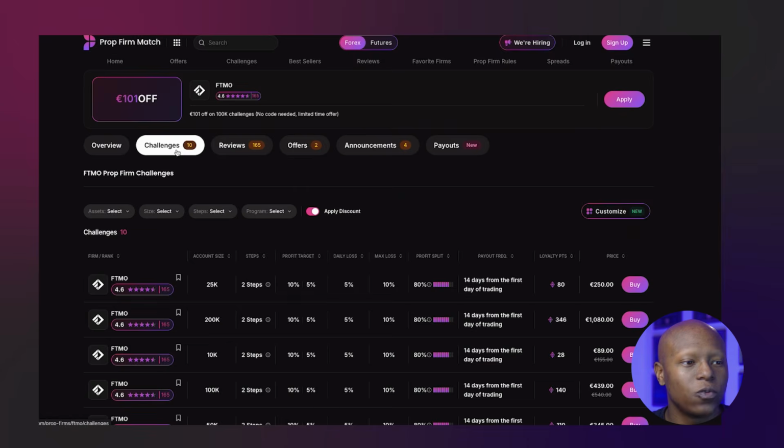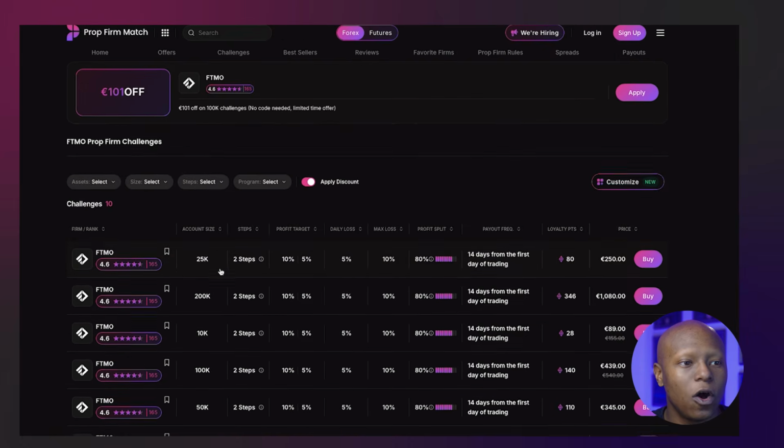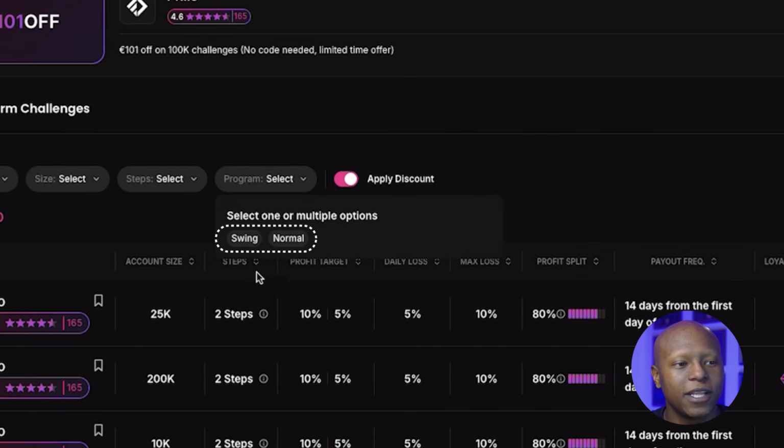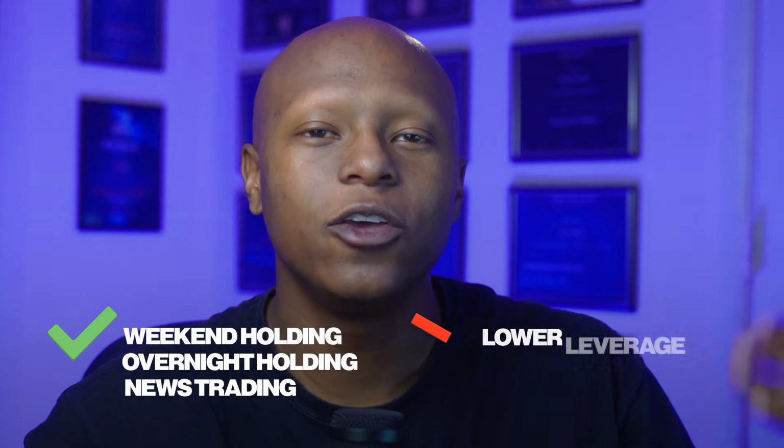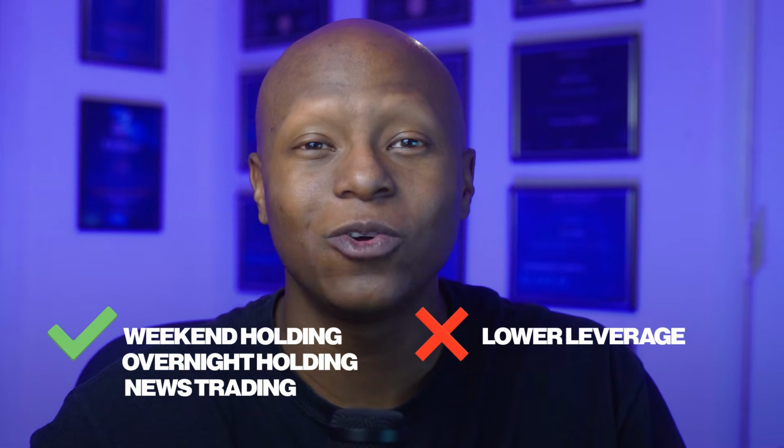Now, to make sure that we cover everything, we're going to be looking at FTMO's firm page on Prop Firm Match. If we click over here to their challenge accounts, we can actually see that FTMO offers two different types of programs. They have their swing and their normal program. So for the swing account, you're allowed to hold overnight, over the weekends, and trade high volume news events. The only caveat is that it comes with a little less leverage.